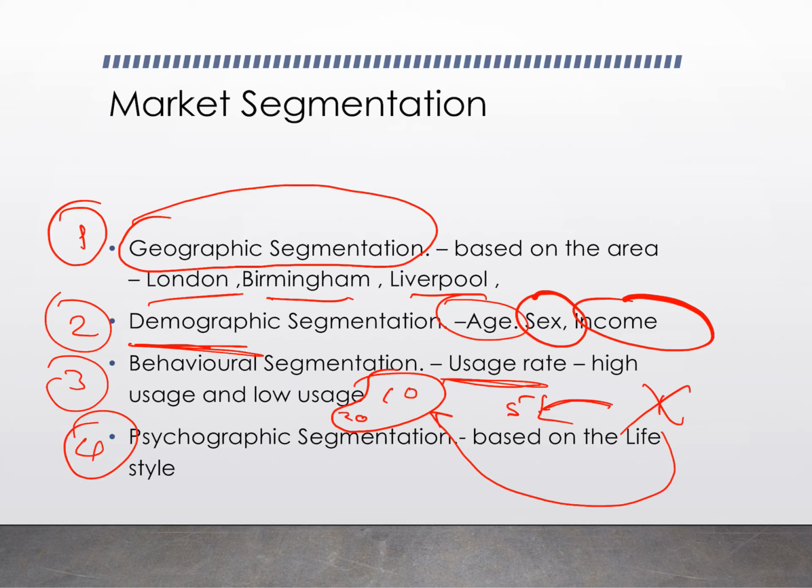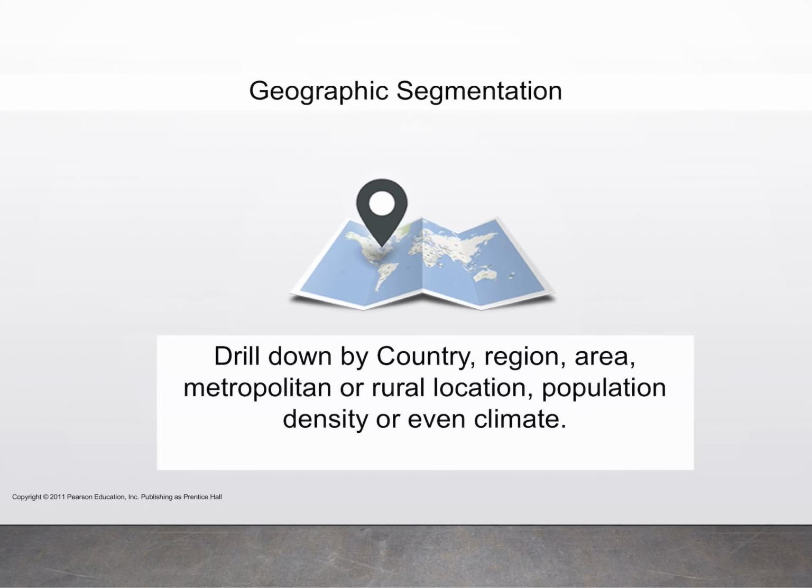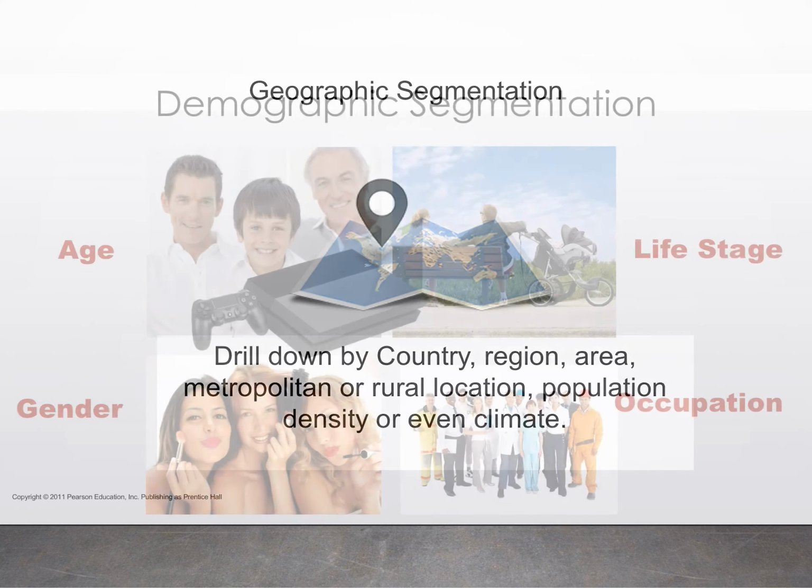Fourth market segmentation is psychographic. That means you divide based on lifestyle. Though we are talking about all four bases of segmentation, geographic, demographic, behavioral, and psychographic, we at least expect you to talk about at least 2 segmentation bases in your answer. So at least you should be able to understand 2 segmentation bases. Hope you understood. Let's move on to some explanations of geographical segmentation. It's self-explanatory.